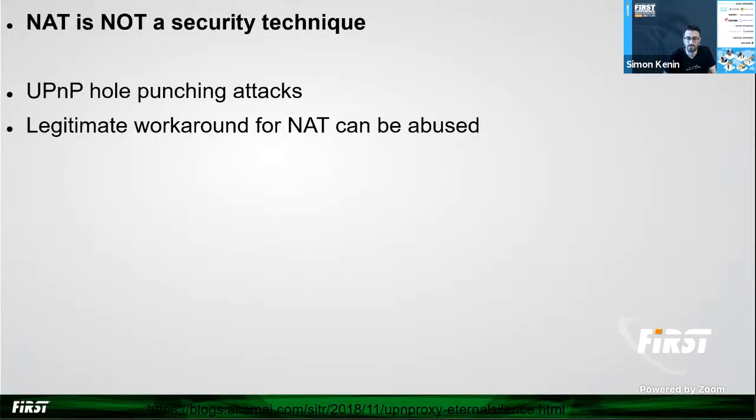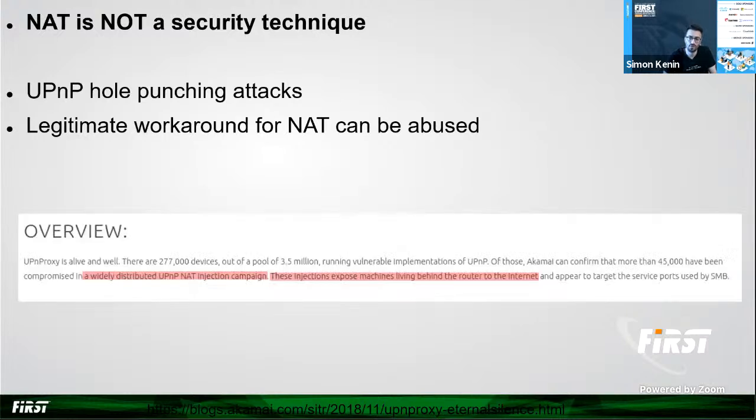Because NAT breaks the end-to-end principle, some applications stop working. Different techniques are introduced in order to overcome these issues. UPnP is one of those. Akamai published research in 2018 about a campaign that exposes SMB ports on machines behind the NAT to exploit the EternalBlue vulnerability.